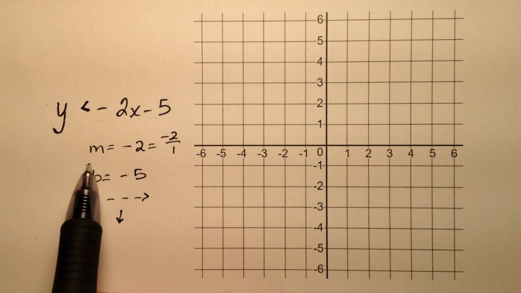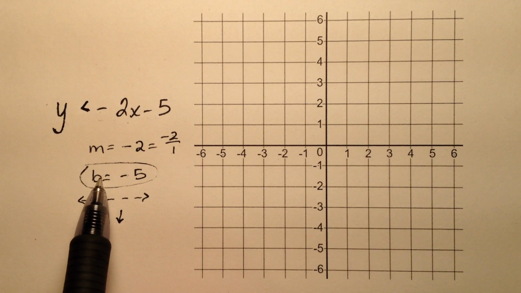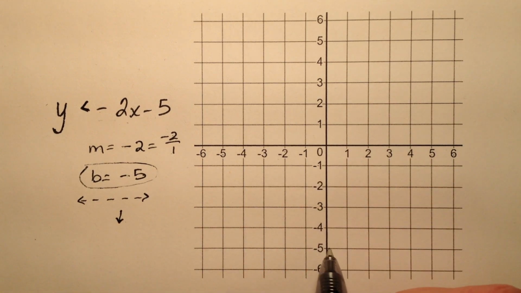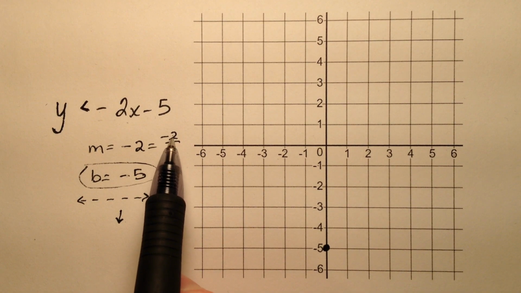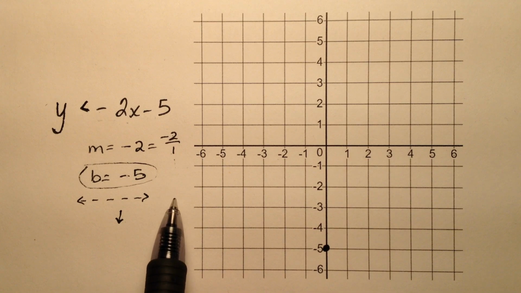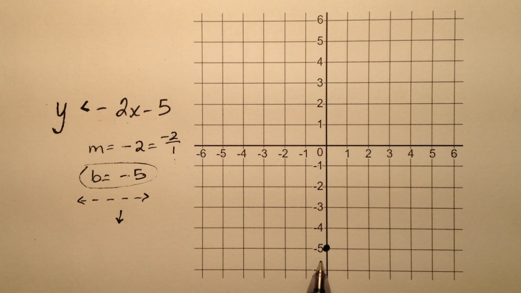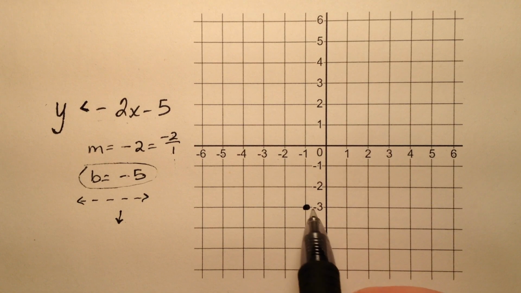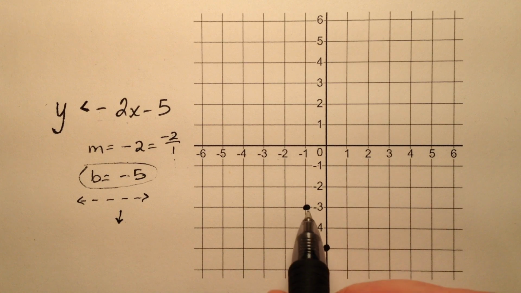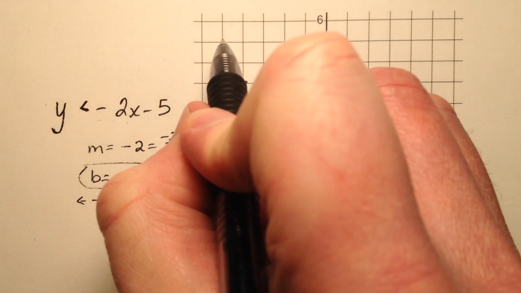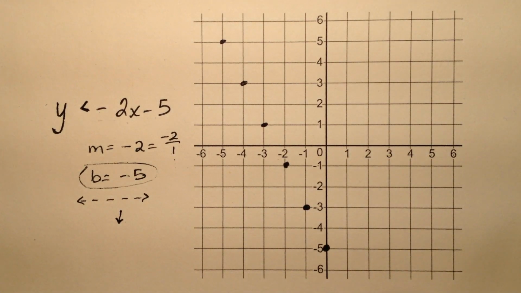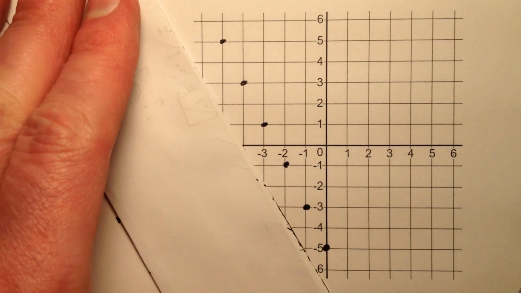So let's get going. When I graph, I'm going to start. My y-intercept is at negative 5, so I'm going to start at negative 5 on my y-axis. My slope is negative 2, which means I'm going to go down 2 and to the right 1. But I can't do that because that puts me off the graph, so I'm going to go up 2 and back 1. And that will still give me this negative 2 slope. So we're going to do that a few times. Okay? Now I'm going to grab a straight edge here, and we're going to draw a dashed line through these points.